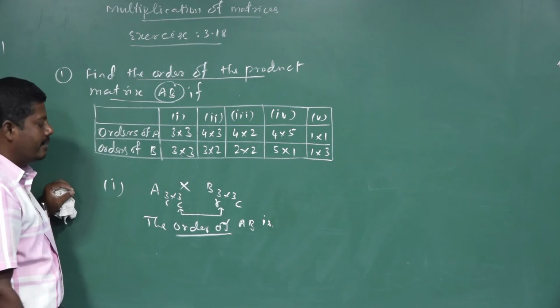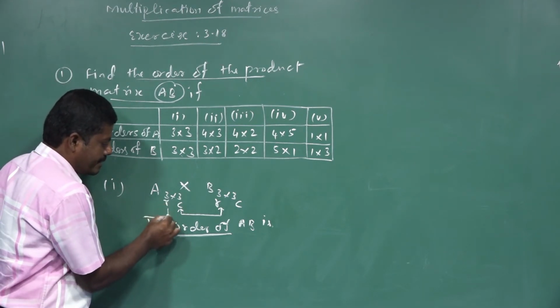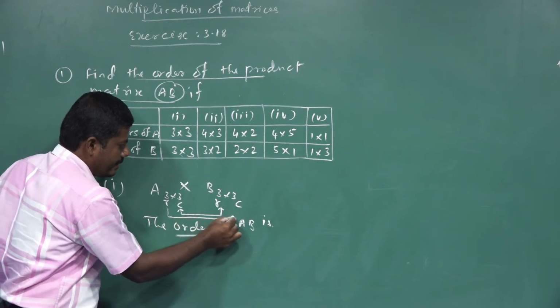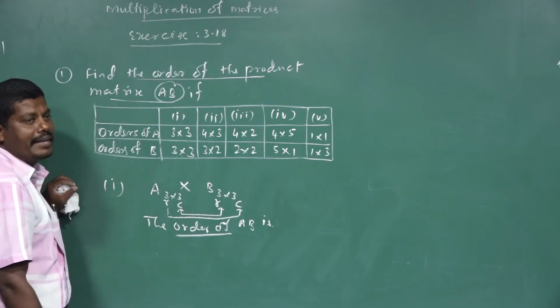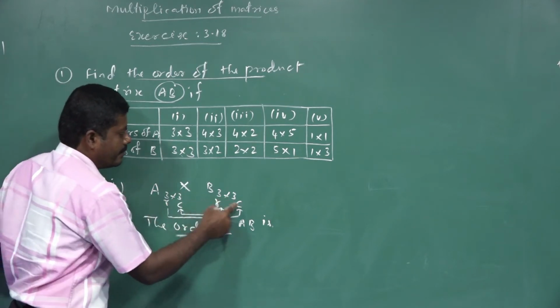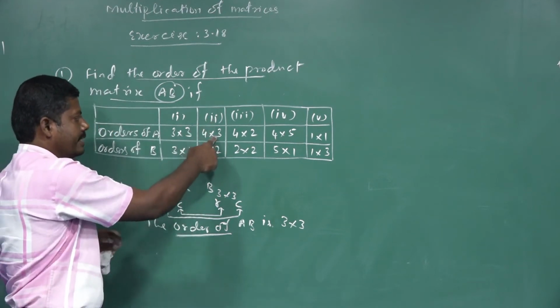Next, they are asking the result order. So what will come? Number of rows in the first matrix and number of columns in the second matrix. This is the order of our result matrix. So 3 by 3, a 3 by 3 matrix. Understand?